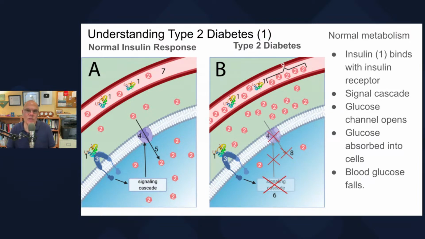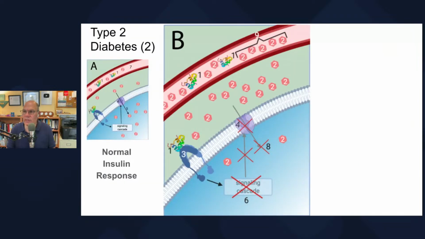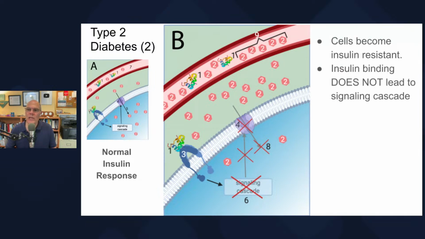Blood glucose falls because the liver and muscle tissue have absorbed glucose from the bloodstream and stored it away in their cells. If you have type 2 diabetes, and that's shown at D over here, then what happens is your cells become insulin resistant. Essentially, people who have type 2 diabetes have been consuming carbohydrate over and over and over again. And at a certain point, their cells stop responding to the insulin signal. So insulin still binds at the receptor, but that does not lead to a signaling cascade.